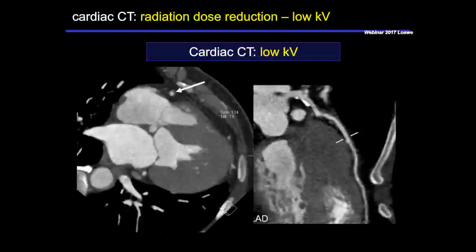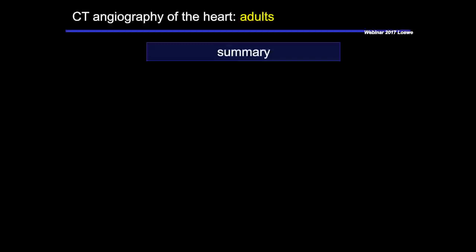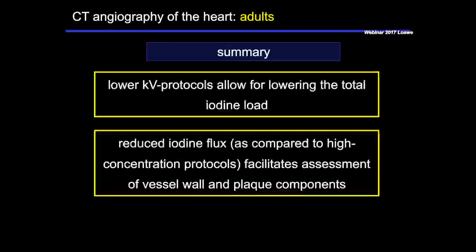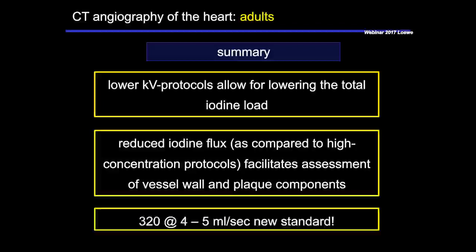So the lower kV protocols are highly recommended, of course, for the coronaries and allow for lowering the total iodine load and reducing, of course, the radiation dose. The reduced iodine flux facilitates the assessment of the vessel wall and the plaque components. And the typical flow rate that we are using is a flow rate around 4 ml per second by using a concentration of 320 milligram iodine per milliliter.